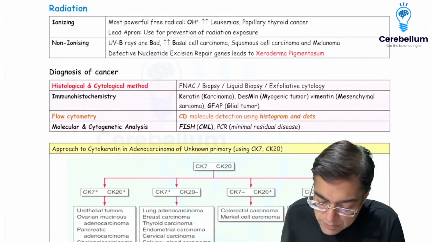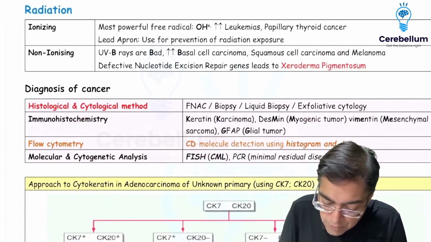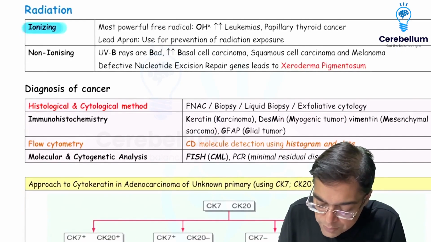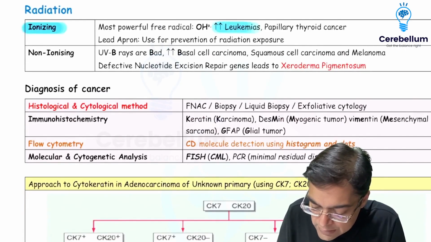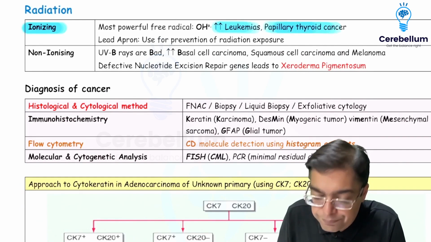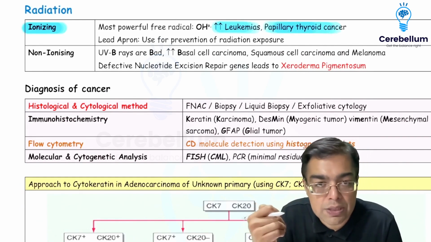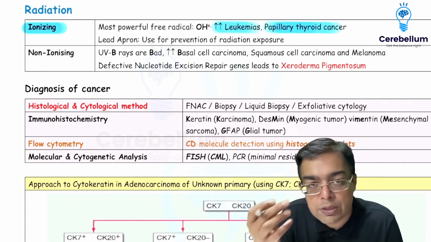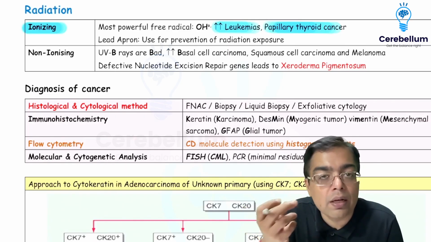Having said that, we just talk about the radiation exposure. Of course, ionizing radiation is going to be much worse, and this is going to be associated with high risk of development of blood cancers as well as papillary thyroid cancer. That's why in diagnostic radiology, you are going to be using a protective mechanism in the form of the radiologist, especially the intervention radiologist, wearing a lead apron.